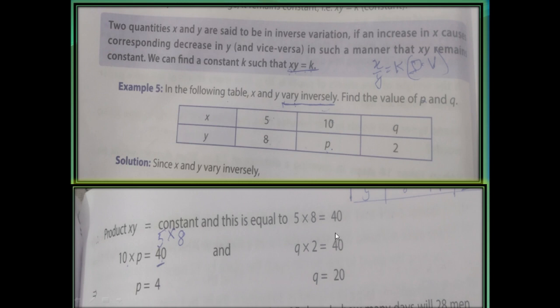And similarly, now we have 5 multiplied by 8 is equal to q multiplied by 2. See here, when we find the value of q, we will divide 40 by 2, which is equal to 20.